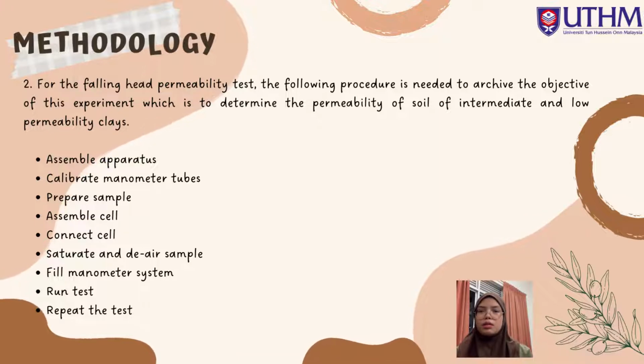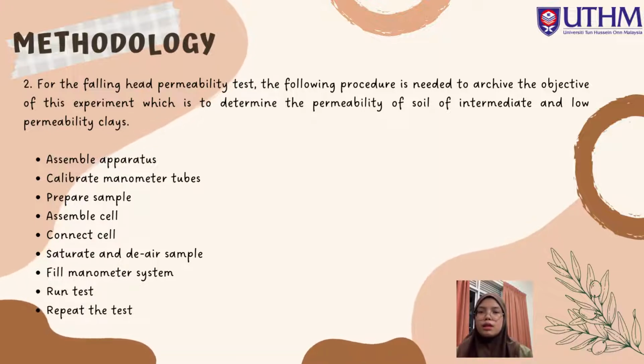Prepare a sample. A core cutter can be used to take an undisturbed sample. Confirm that the sample fits properly inside the body and that the sample perimeter is free of any holes that would allow water to enter. Build the cell. Connect the cell, the air, the sample after saturation. Fill the manometer system.